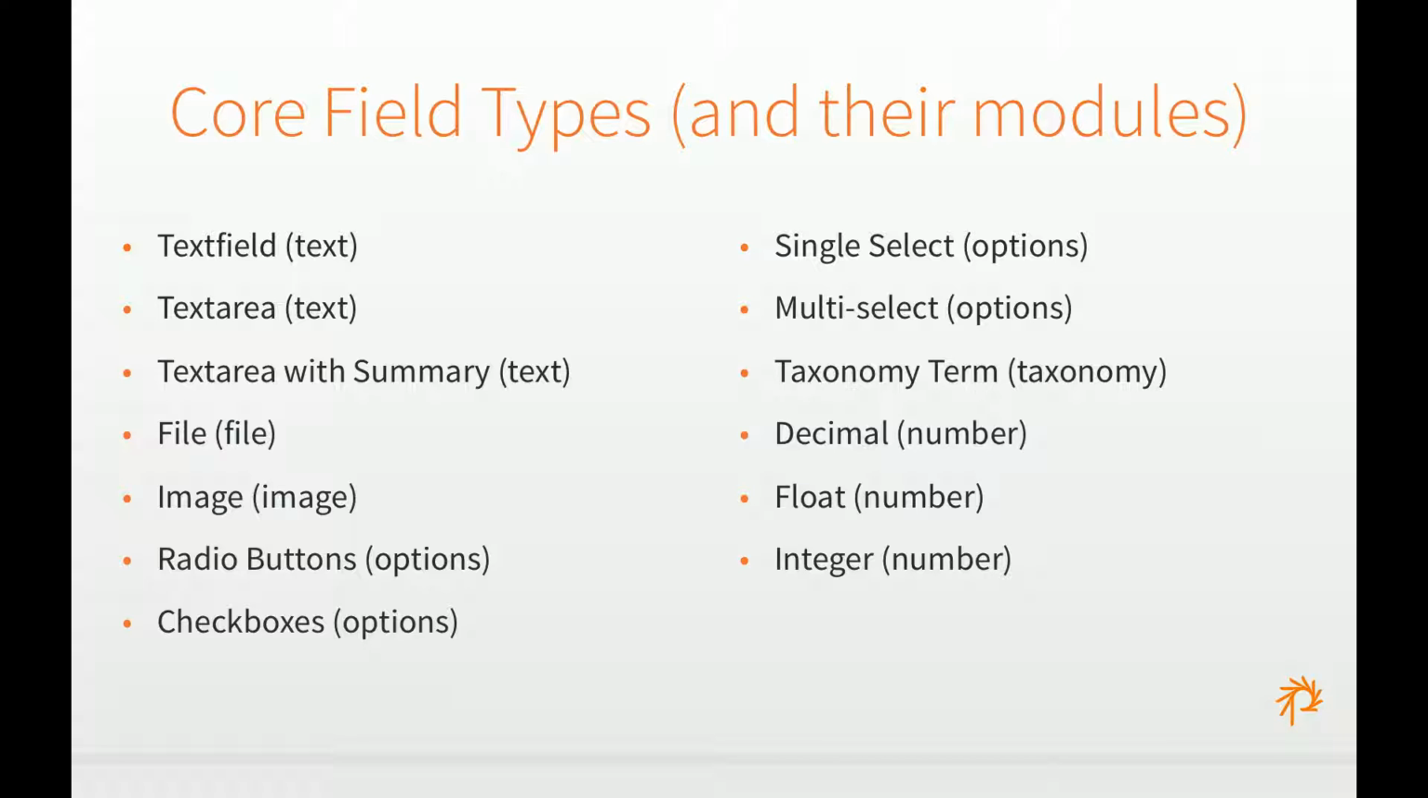Taxonomy term. So taxonomy is a classification system. It's a list. And the taxonomy field provides a reference to this other entity. Decimal, float, and integer, various ways of handling numbers with decimal places or no decimal places. And varying degrees of accuracy.